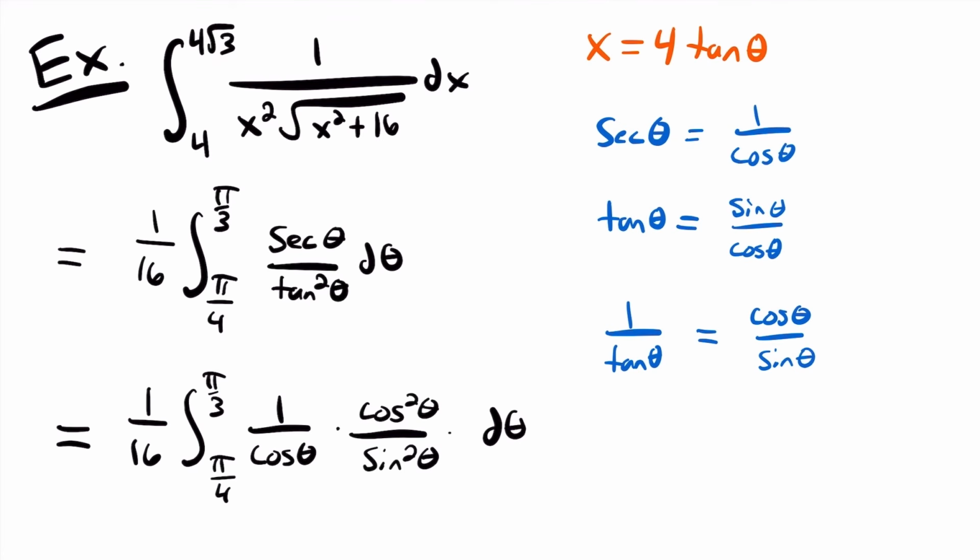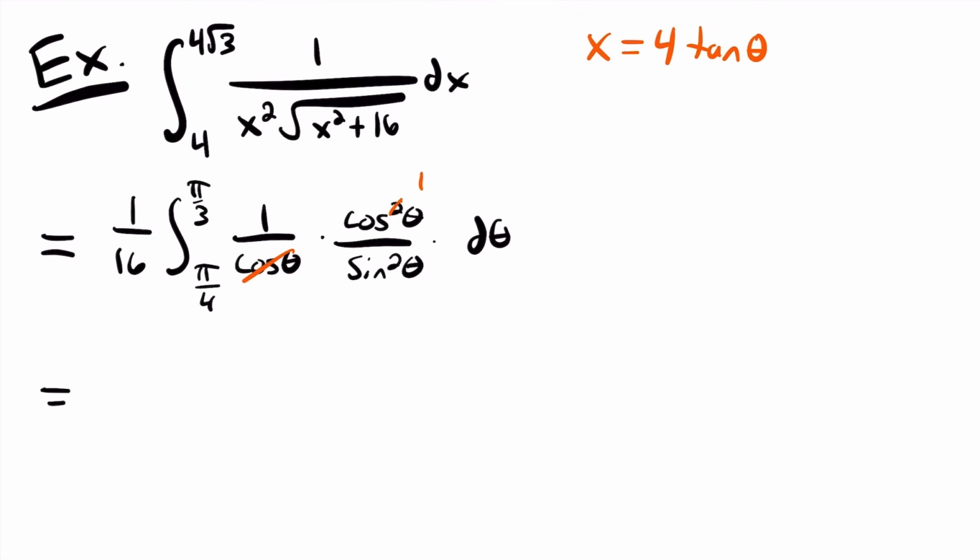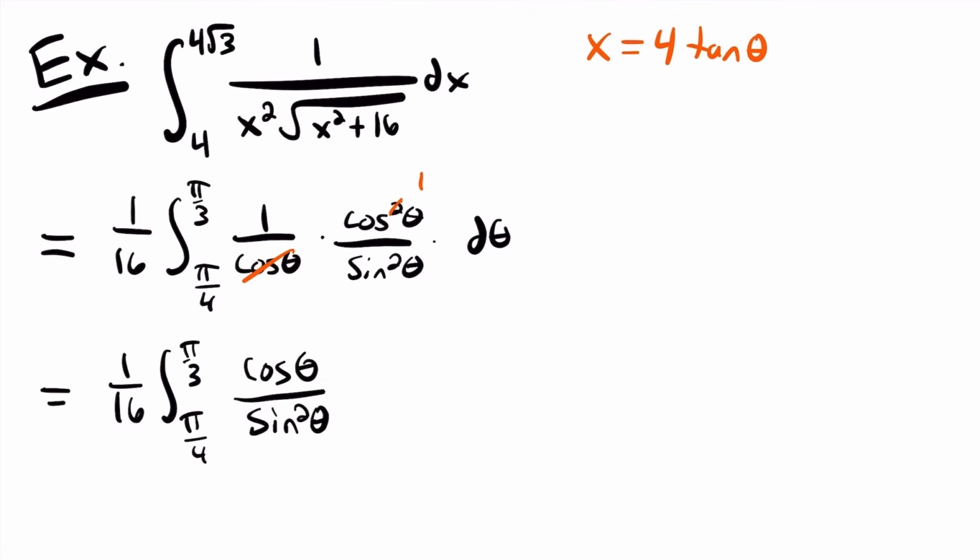And so now what we can see is that this cosine theta will cancel out with one of the cosine thetas in the numerator. And now if I clean up my work, we can rewrite our integral to be equal to 1 divided by 16 times the integral from pi divided by 4 to pi divided by 3 of cosine theta to the first power divided by sine squared theta times d theta. And now we have an integral that we can solve by using u substitution, right? If we set u equal to sine theta, the derivative of sine is cosine theta, which is also in our integral, and so u substitution is going to work perfectly here.